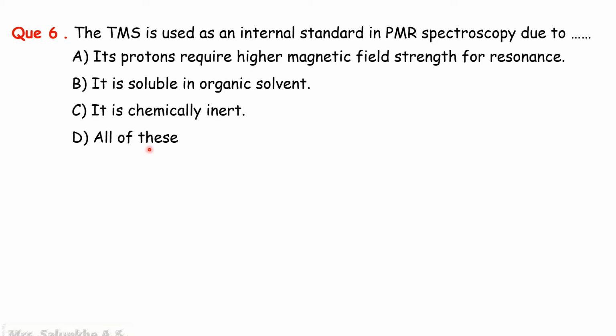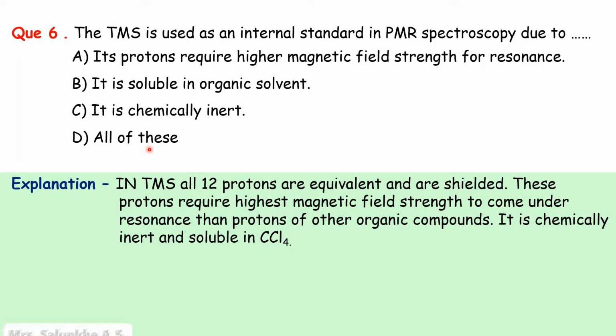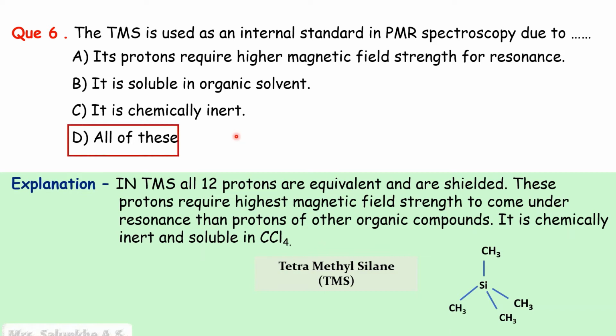And we know that TMS, that is tetramethylsilane, is used as an internal standard, and tetramethylsilane has the structure like this, and in that case silicon is less electronegative than carbon, and all methyl group protons are highly shielded and equivalent, and they give a single sharp singlet in the NMR spectra, and it is also chemically inert. Therefore, all these 4 options are correct, and thus the correct answer is all of these. This is the answer for question number 6.